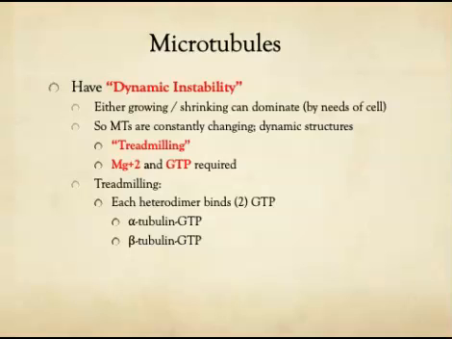Now, each of the heterodimers inside a microtubule is going to bind with two GTP molecules. So the alpha tubulin will bind a GTP and the beta tubulin will bind GTP. And through the hydrolysis of GTP, remember that means breaking the outer phosphate group off of the molecule, a little bundle of energy will be released, and that will fuel the treadmilling process.